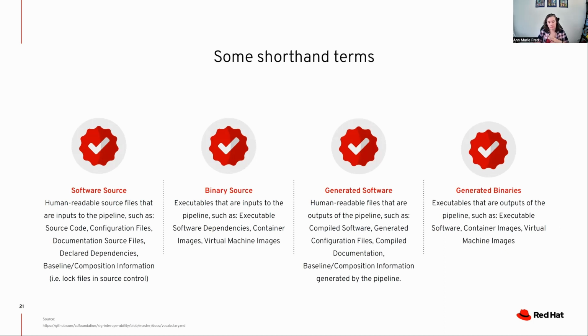The generated software is generally outputs from your pipeline, and these are human readable files like compiled software, generated configuration files, compiled documentation, and baseline or composition information that's been generated by the pipeline, like new lock files, or bill of materials. And then your generated binaries are executables that are outputs of the pipeline, like executable software, container images, and virtual machine images.